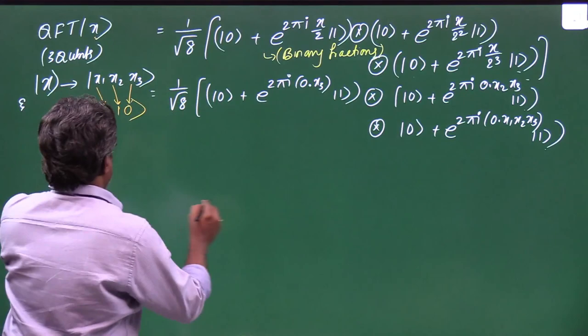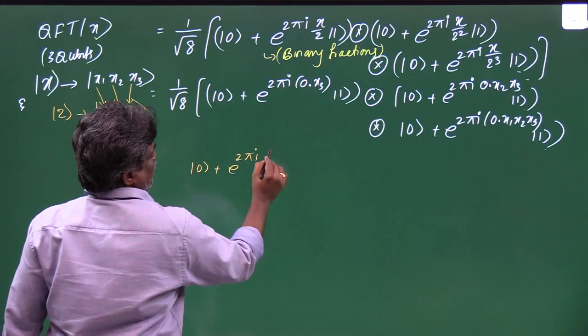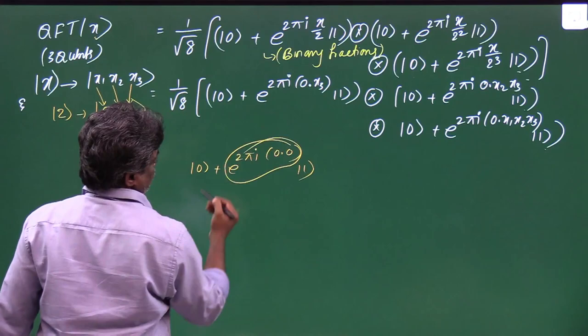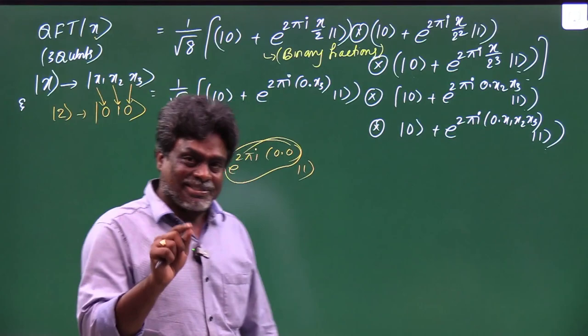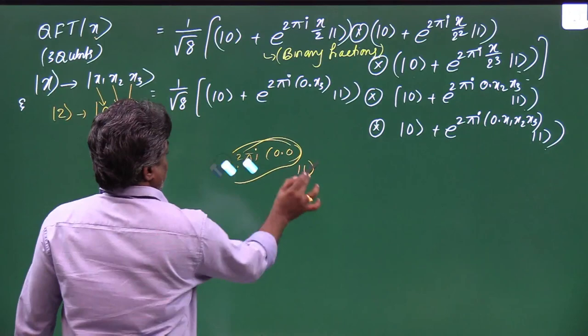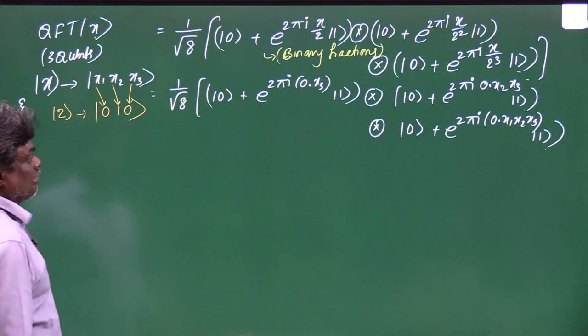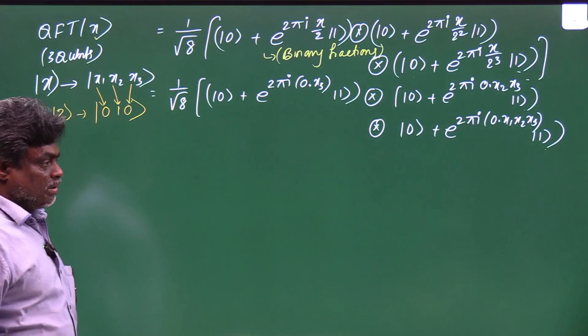First you have written ket 0 plus e raised to 2 pi i times 0.00. This is nothing but 1, so it won't do anything with that zero input, zero bit. Right. This is over, sir. Now we have to enter into that circuit.